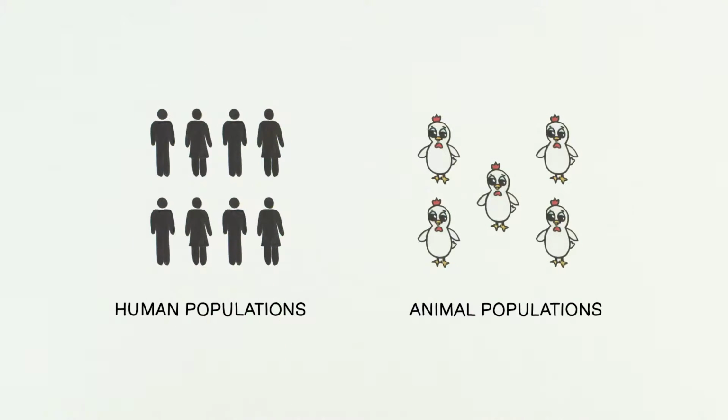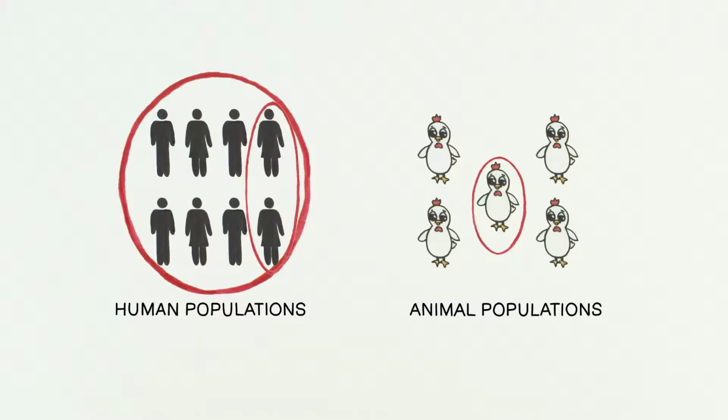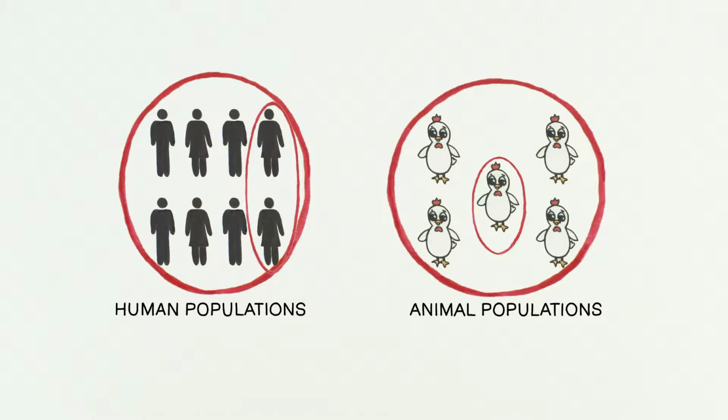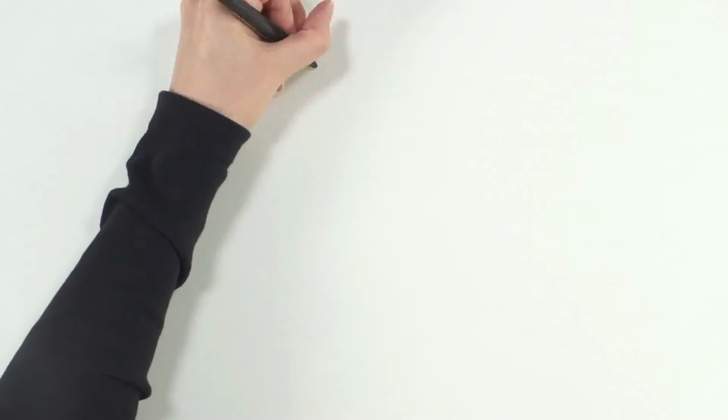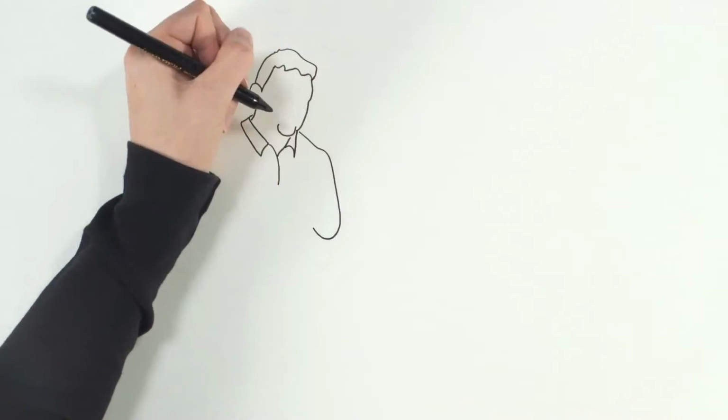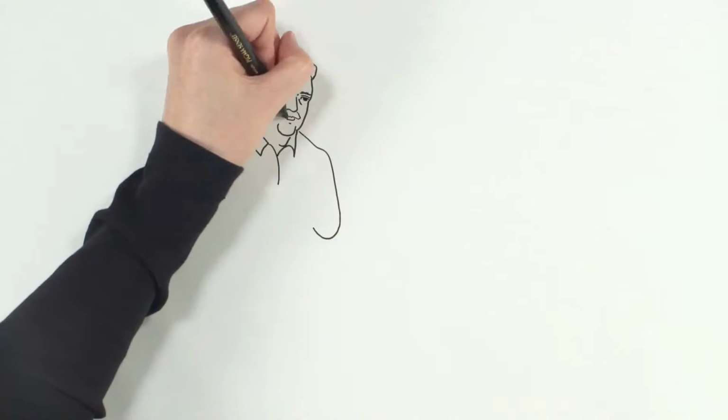If done properly, sampling can also give us a representative picture of what's going on for the whole population without asking everyone. So sampling is often a preferred approach among epidemiologists. Defining your population of interest is the first step to effective sampling.